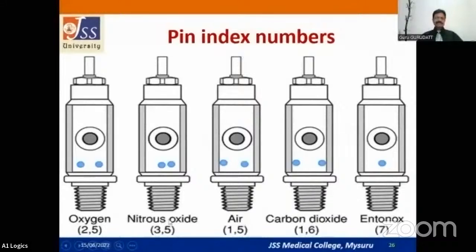The nitrous oxide is 3.5. Air is 1.5. Here, the common thing is the fifth one. The fifth hole is common for oxygen, nitrous oxide, and air. It's only the first hole that is important. So air you can remember as 1, oxygen as 2, and nitrous oxide as 3.